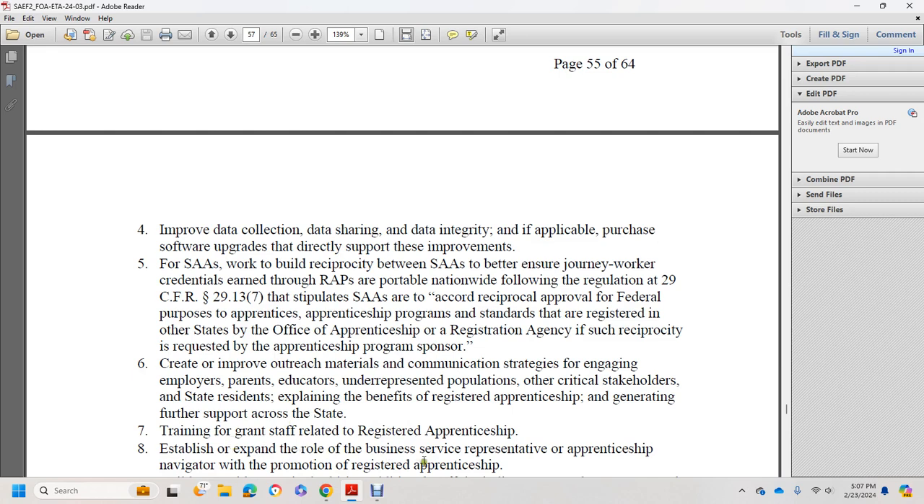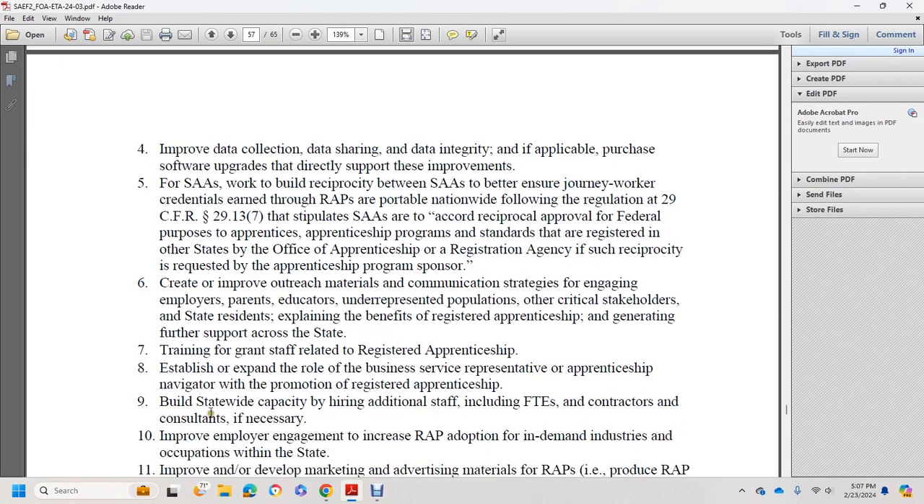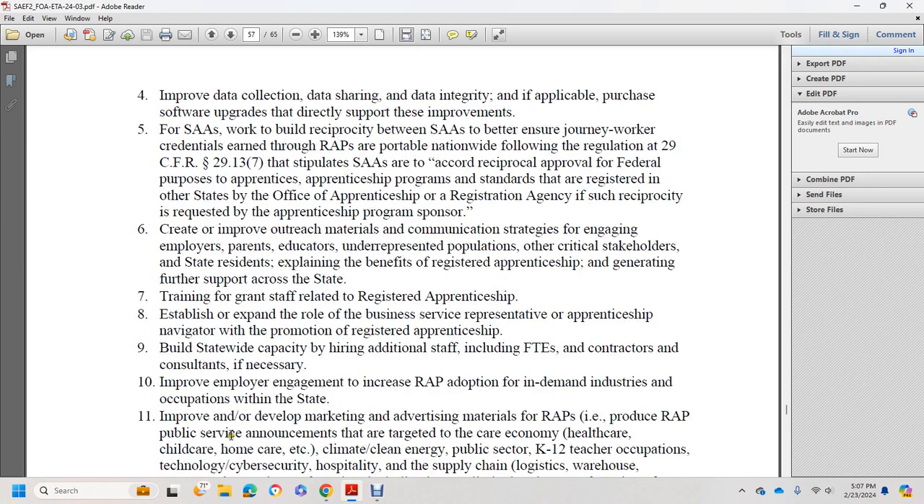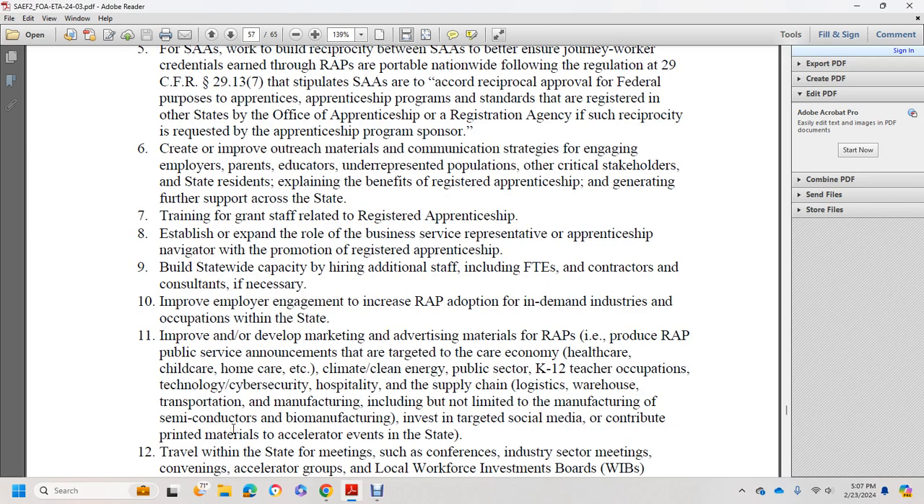8. Establish and expand partnerships with representatives of the apprenticeship and navigators to promote registered apprenticeship. 9. Build statewide capacity by hiring additional staff, including FTEs or contractor consultants as necessary. 10. Improve employer engagement in registered apprenticeship, adopting it with demand from the industry for occupations within the state. 11. Improve the development of marketing and advertising for registered apprenticeship to produce registered apprenticeship programs.